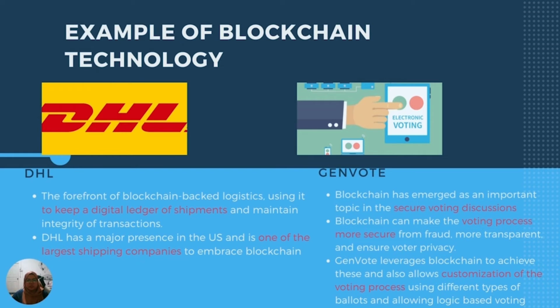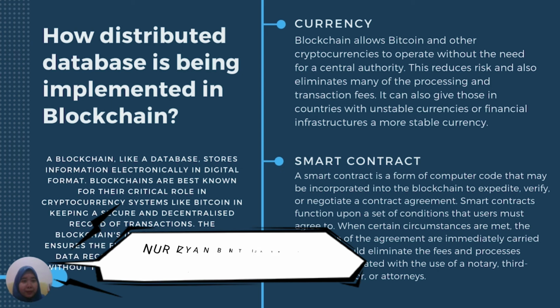Blockchain has emerged as an important topic in the secure voting discussion. Using smart contracts and encryption, blockchain can make the voting process more secure from fraud, more transparent, and ensure voter privacy. In this regard, GenVote leverages blockchain to achieve this and also allows customization of the voting process using different types of ballots and allowing logic-based voting. It is usually being applied in university-scale elections.